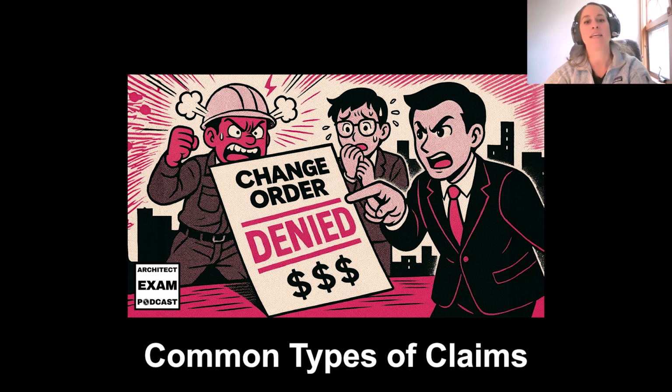Now let's talk about something that hits everyone where it hurts: the cost of these claims. So the cost of claims and disputes goes way beyond just the settlement amount to resolve these issues. Let's break down the real price tag of these issues.